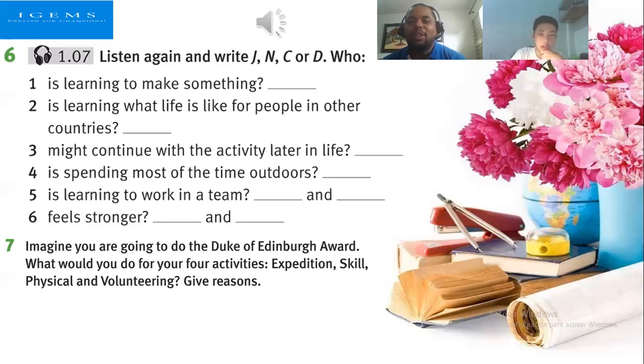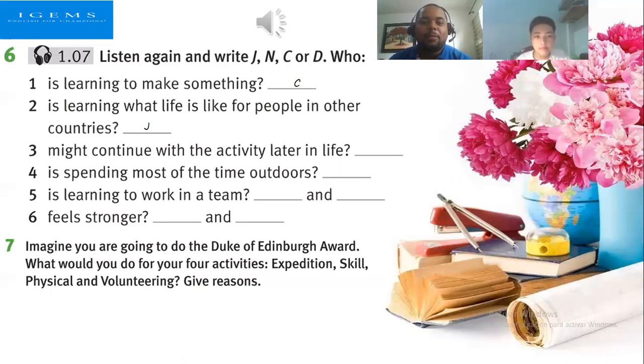Okay. So let's see. Let's get it started. Number 1. It's learning to make something. It's Caitlin, C. Okay. See, that is correct. Number 2. It's learning what life is like for people in other countries. It's Jasmine, J.